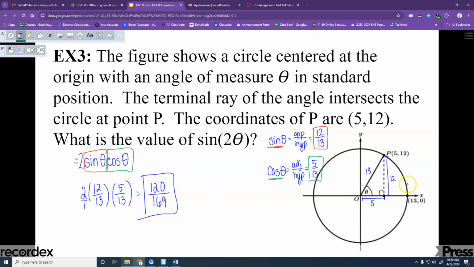You're going to see on this, you might get questions about cosine 2 theta. You do the same thing, you just use the other formula for that in that case. All right, questions?